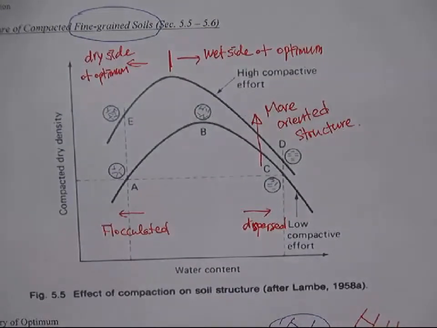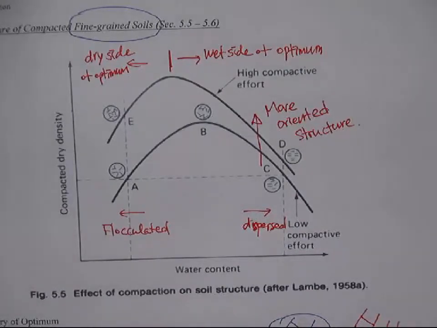More oriented structure means that as we compact with a higher force, they get more aligned. As we increase the compactive effort, we are pushing it with the higher force, right? So that they get more aligned, because clay is a platy particle. We are talking about fine grained soil, and the soil has clay, and clay minerals are platy, right?